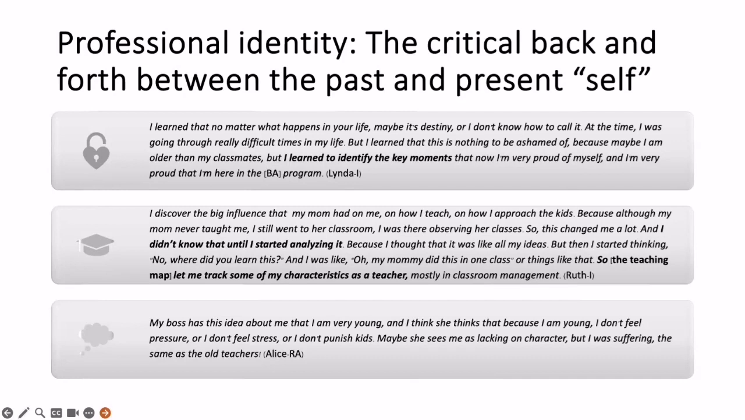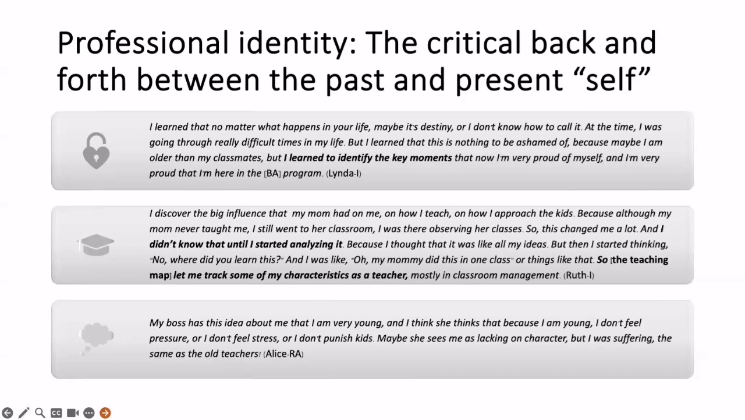Another factor that emerged as crucial when shaping professional identity was age, not only for the participants, but also for their employers. For example, Alice, who was 21 years old at the moment of this research, considered that her boss has a particular view of her because of her age. She says, "My boss has this idea about me that I am very young, and I think she thinks that because I am young, I don't feel pressure, or I don't feel stress, or I don't punish kids."